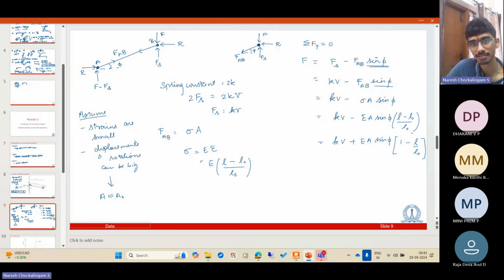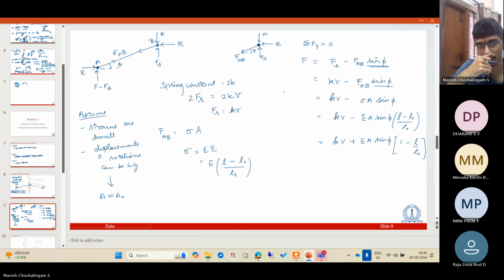This makes sense. So the force is a sum of these terms. L will be less than L naught as FAB is getting compressed, so this quantity is positive. So when FAB is getting compressed, you will have a positive net force, which makes sense.